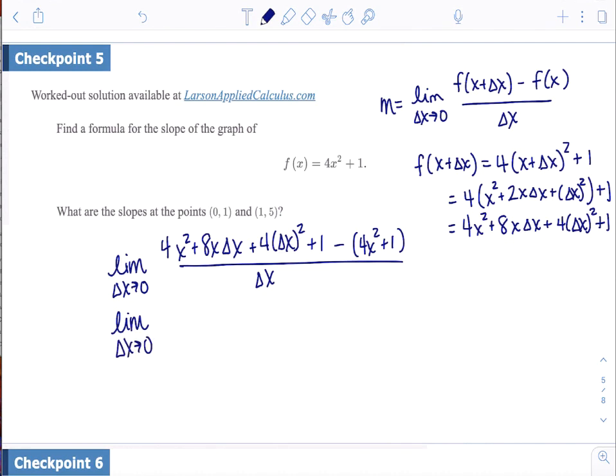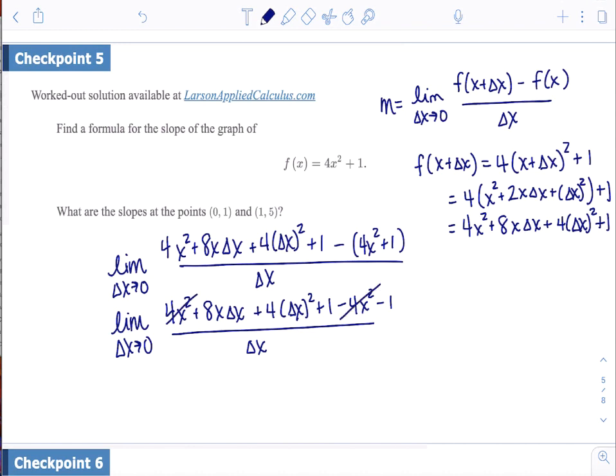Next, we want to do that subtraction. 4x squared plus 8x delta x plus 4 delta x squared plus 1 minus 4x squared minus 1, all over delta x. Simplifying, the 4x squared minus 4x squared zeroes out, plus 1 minus 1 zeroes out. So we're left with the limit as delta x approaches 0 of 8x delta x plus 4 delta x squared divided by delta x.